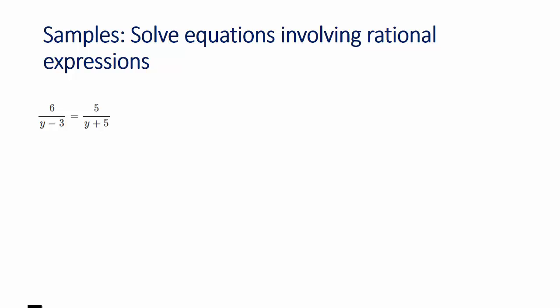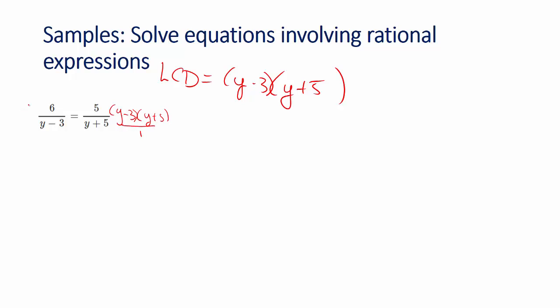Let's take another one. In this one, my denominators are expressions, y minus 3 and y plus 5. So the LCD for this is going to be the two expressions, y minus 3 and y plus 5. By multiplying both sides of this expression by that denominator, I would again be reducing. So we're going to use the same process. I'm going to multiply by the LCD, and do the same thing on this side, so that I can again reduce. I could take the y plus 5, which reduces with y plus 5, and the y minus 3 on the left with the y minus 3 at the top. I'd be left with 6 times y plus 5 equals 5 times y minus 3.